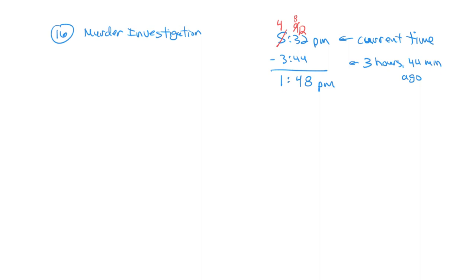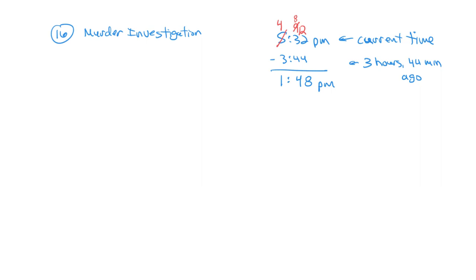Okay, so now we are ready for this problem. Here's what it says. In a murder investigation, the temperature of the corpse was 32.5 degrees Celsius. So let's write down what we've got. It was 32.5 degrees Celsius at 1:30 p.m., and it was 30.3 degrees Celsius an hour later. So it's cooling off. I'll say 1 hour later.